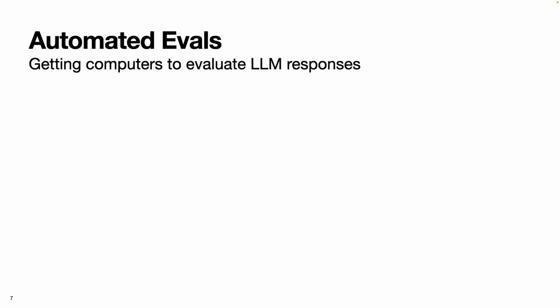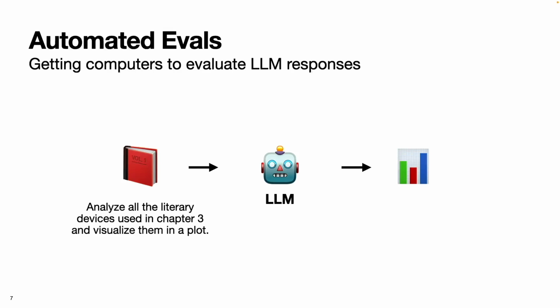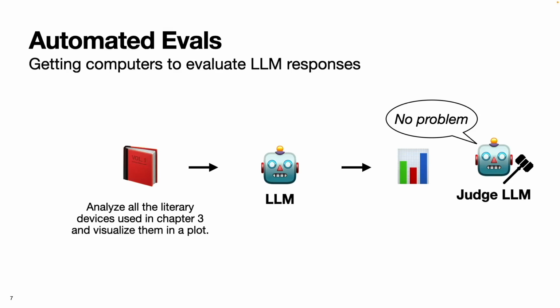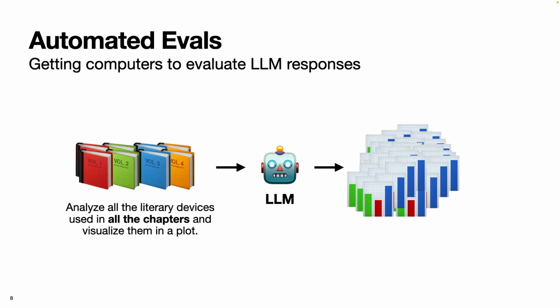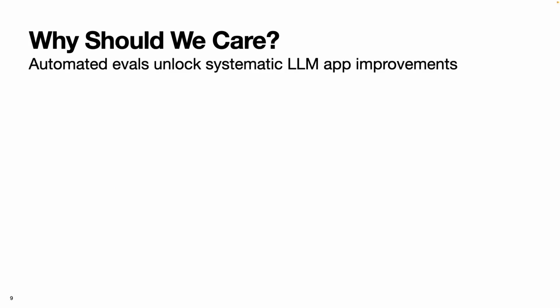So that's exactly the idea with automated evals, which is getting computers to evaluate LLM responses. So now we can do the same task of analyze all the literary devices and visualize them in a plot, but now instead of having a human manually review and verify this, we can just have an LLM judge verify the output. To the LLM, there's really no difference in evaluating one of these outputs or evaluating 100 or 1,000 of these outputs. This scalability is very important because automating these evaluations unlocks the systematic improvement of LLM applications.